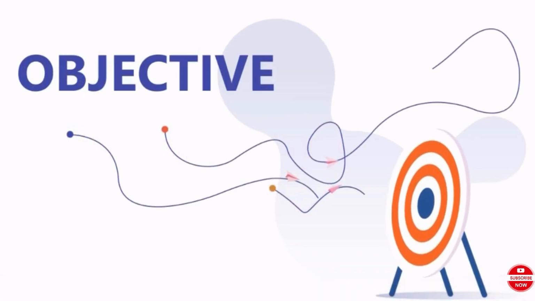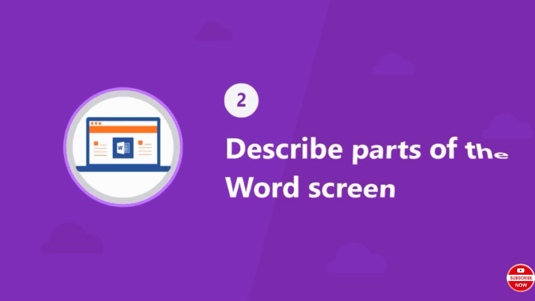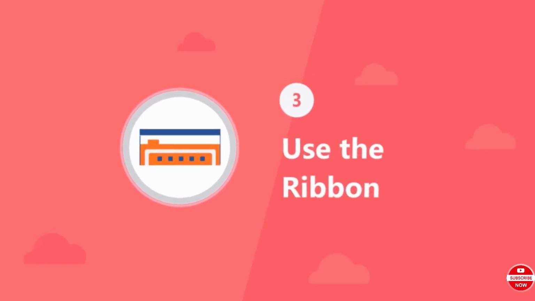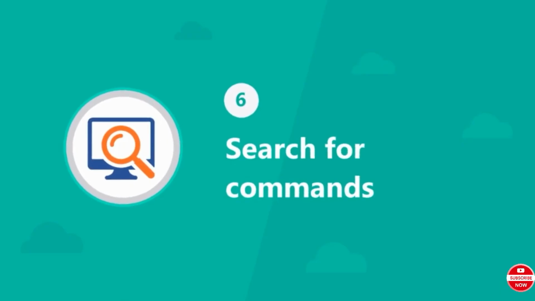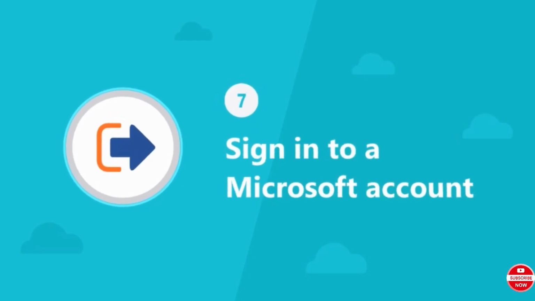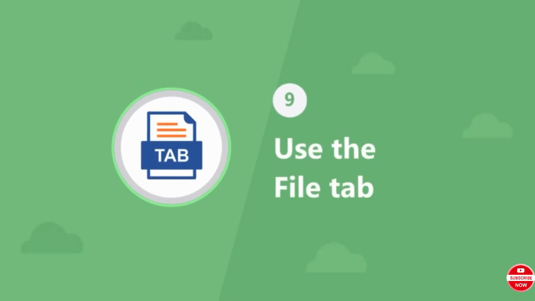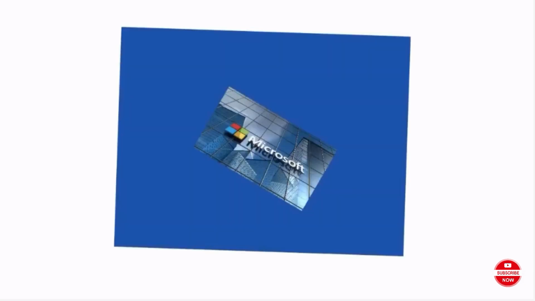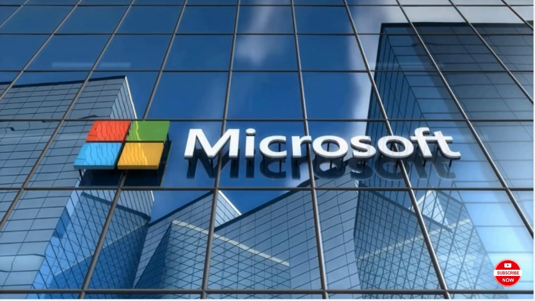In this activity, you will learn about Microsoft Word 2019. Once you finish, you should be able to use Word 2019, describe parts of the Word screen, use the ribbon, use the Quick Access toolbar, get help, search for commands, sign into a Microsoft account, share documents, and use the File tab. Welcome to Microsoft Word, the word processing application from Microsoft Office.